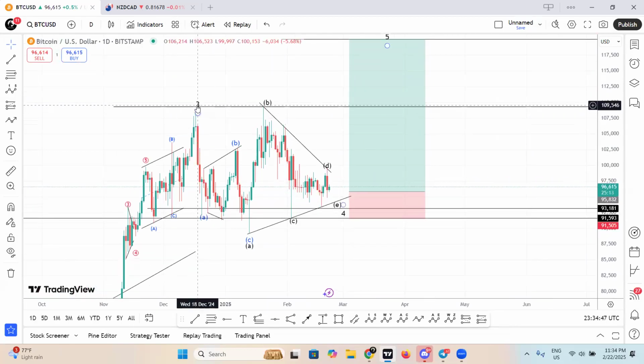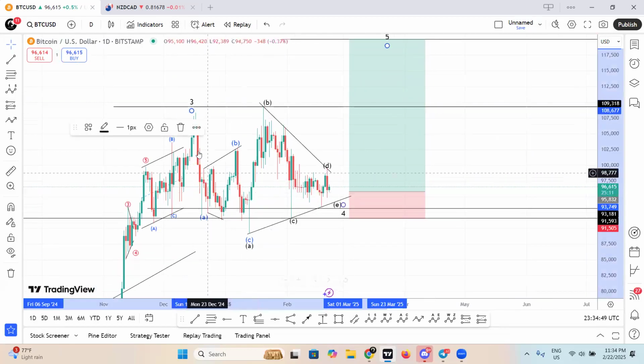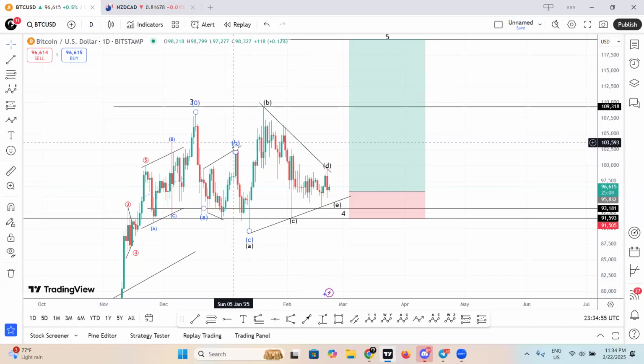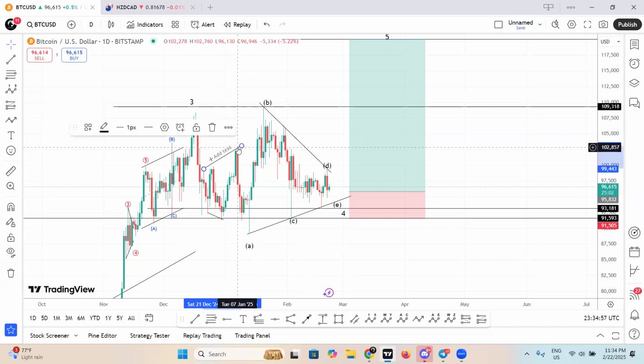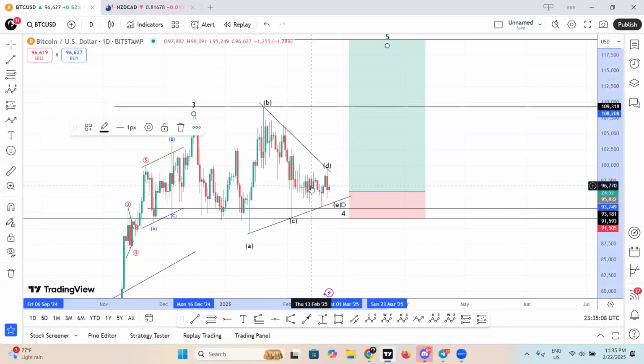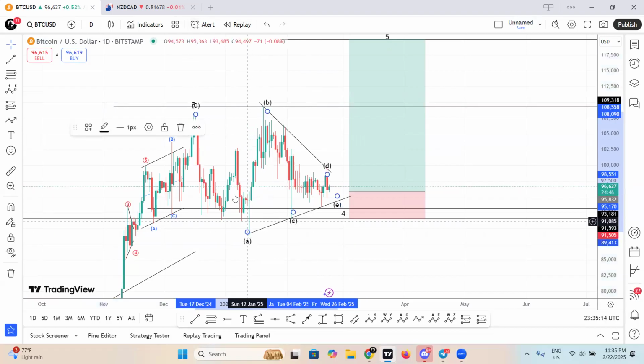Can you see now? We stop at this wave 3. And after this wave 3, we have what? A triangle. And if you look at the triangle, well, we have wave A. Let me put this out. Can you see we have wave A? This is minor wave 3. And if you look at wave 4, we have subminute wave 4. So this is the minor wave 4.